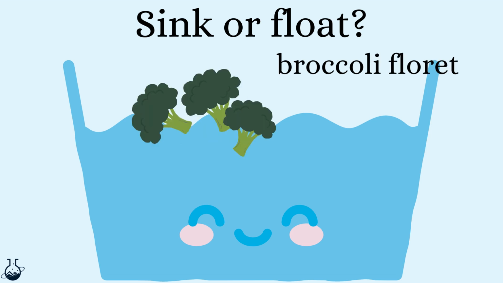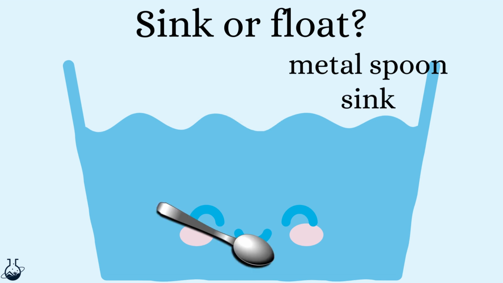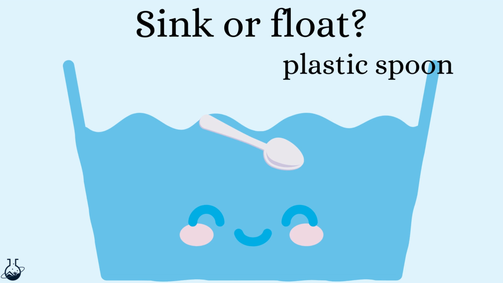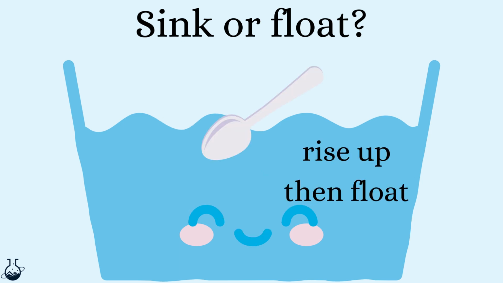What about broccoli florets? These can float too. How about a metal spoon? This sinks. Or a plastic spoon? It floats. What if I push the spoon under the water to the bottom of the water bowl? Well, when I let go, the plastic spoon would rise up and float at the top.